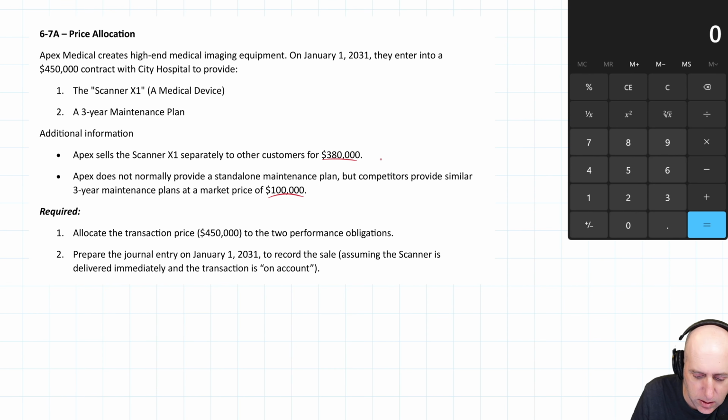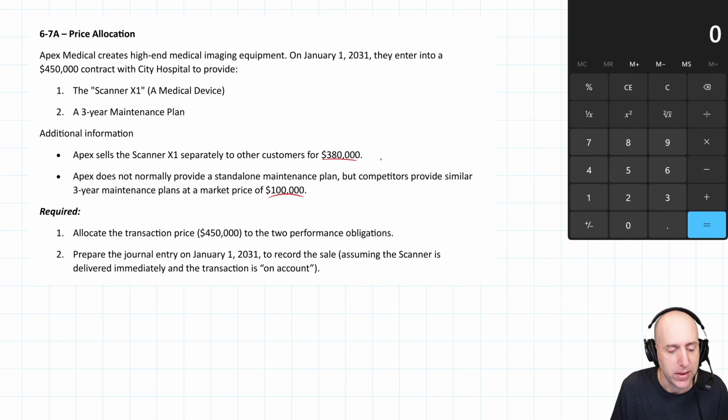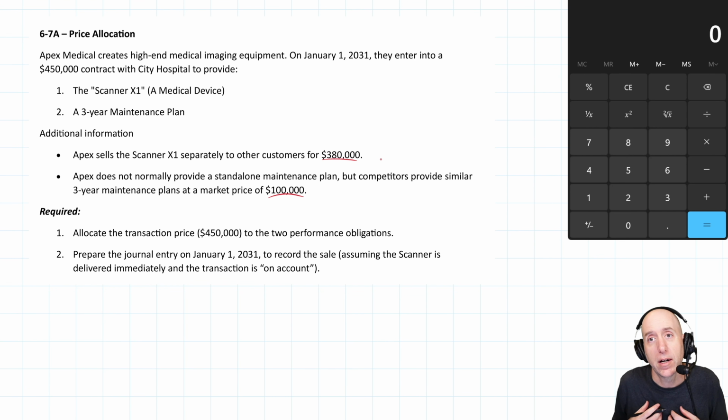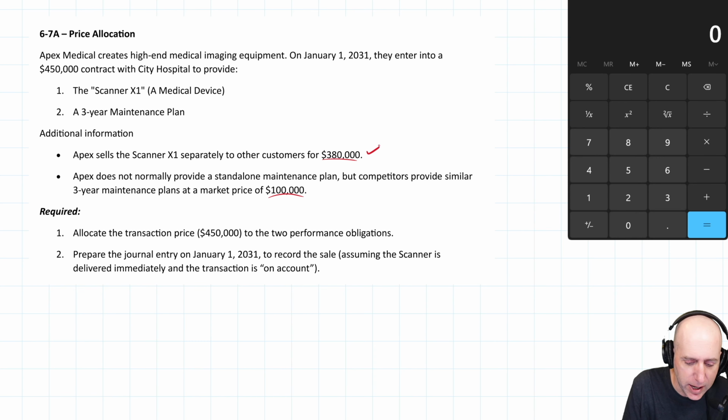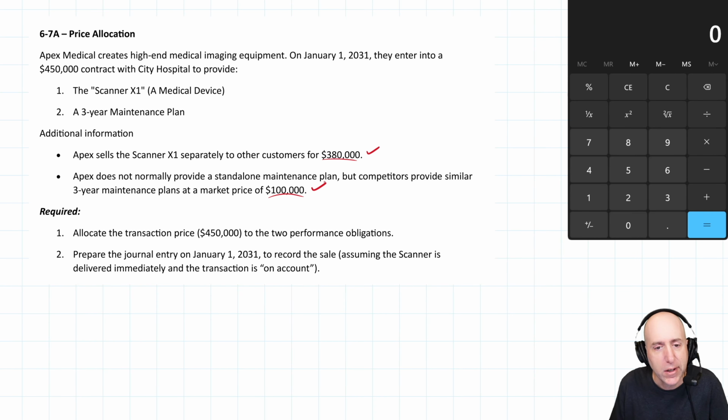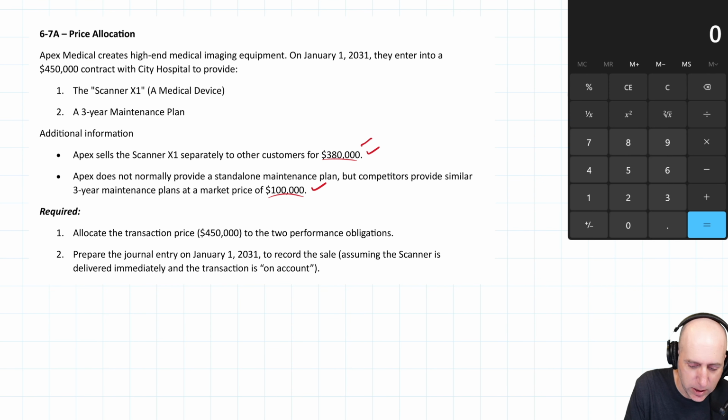Okay, so when we're allocating the price to our obligations, the ideal world is we have a market price for both, and we do have an internal market price for this 380. We can infer a market price or get a market price from competitors. This is the best case scenario. This is what you would want to do, right? You would want to have a standalone selling price to allocate to your performance obligations, and we have our own standalone selling price. This is the gold standard.